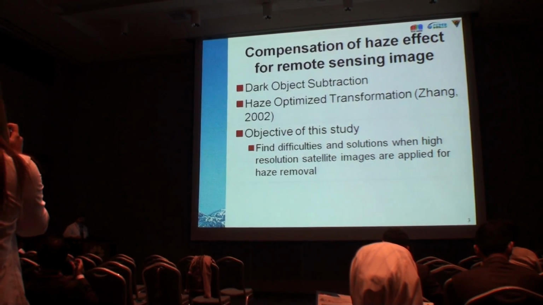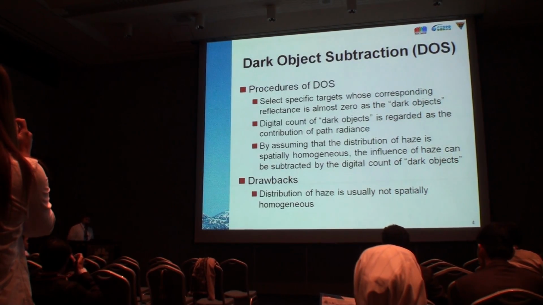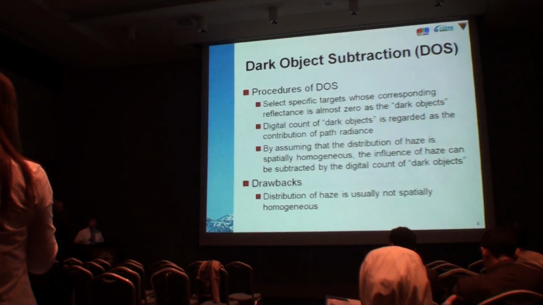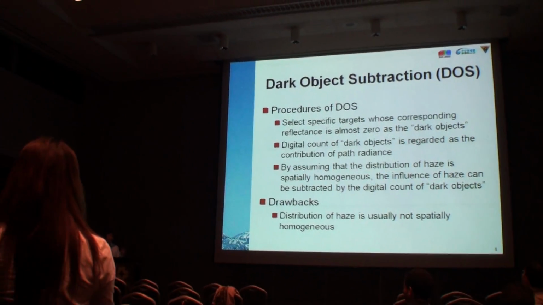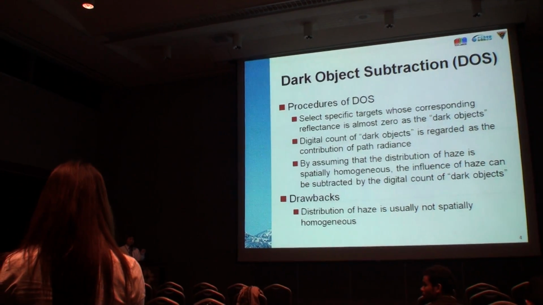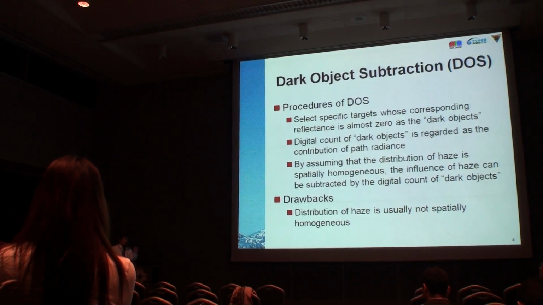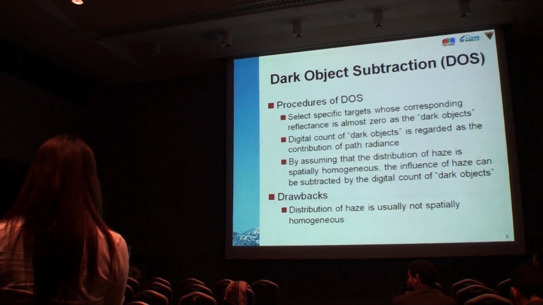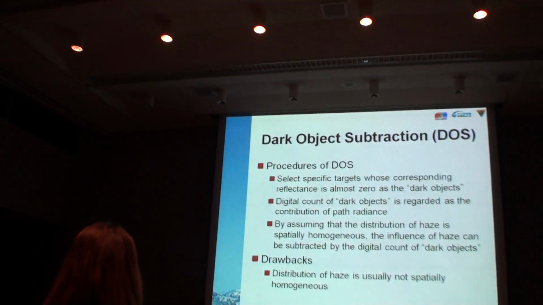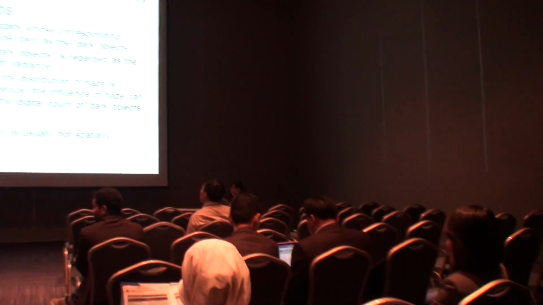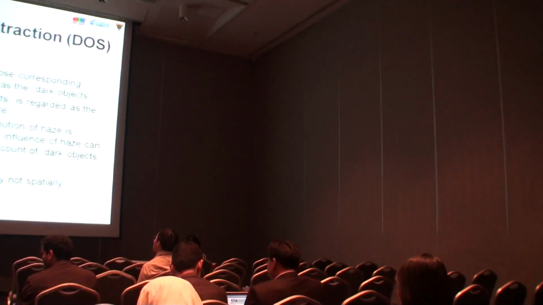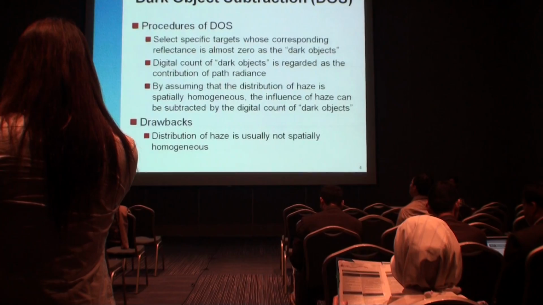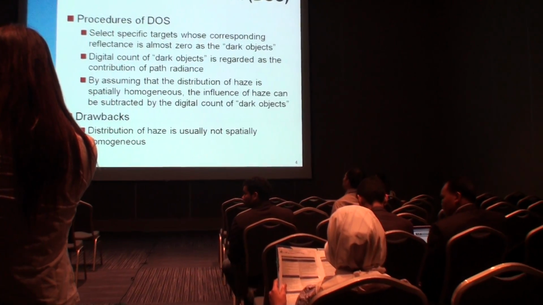Dark object subtraction actually uses those pixels with zero reflectance. If those pixels with zero reflectance have radiance in your image, then that radiance must come from the haze. So we can use the radiance from the zero reflectance object as a reference, and we remove that amount of radiance from your image, and then the haze can be removed from your original image.